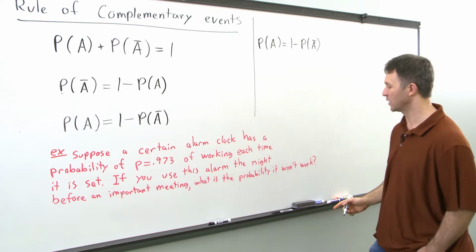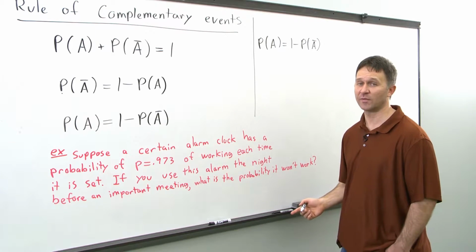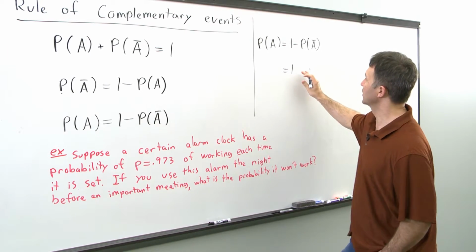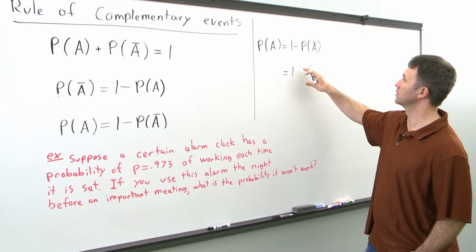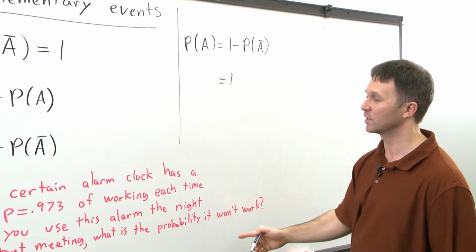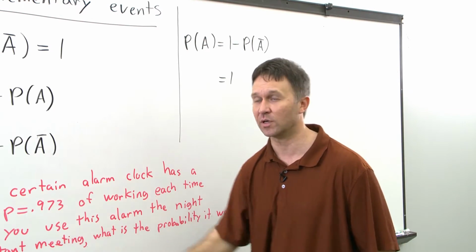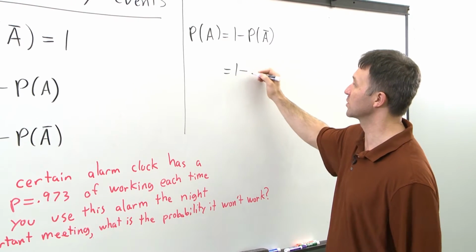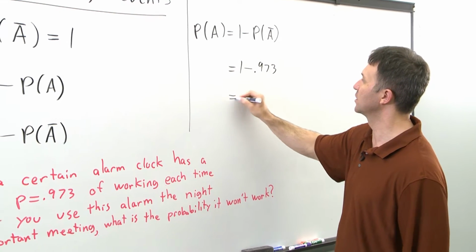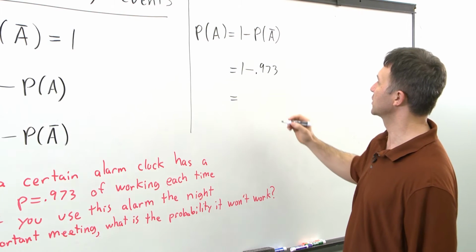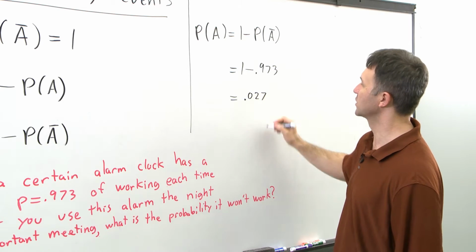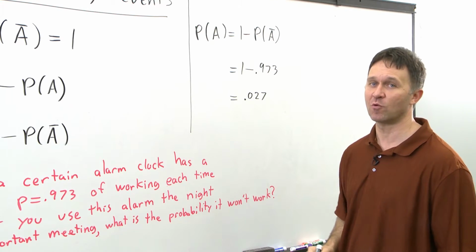we're looking for the probability it won't work. So I'm just going to call that probability of A. That's what we're looking for, right? The probability it won't work. And that's 1 minus probability of A complement. And remember, the complement of it won't work is the probability that it will work. So this is a very straightforward problem. It's just going to be 1 minus 0.973, and if we do that, that is going to be 0.027. So that is the probability it won't work.